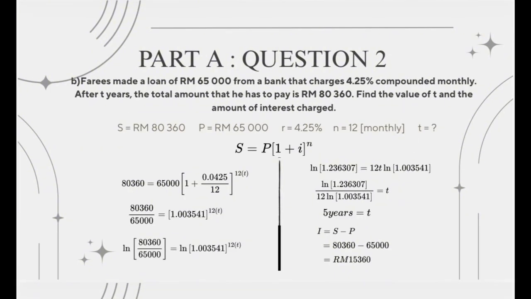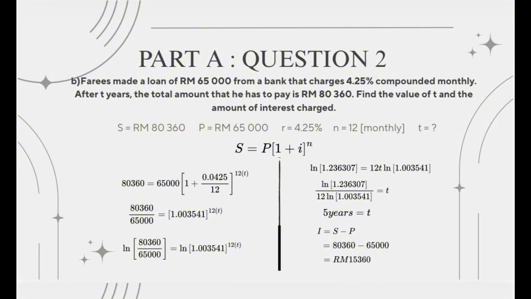In this question, Faris took a loan of 65,000 ringgit from a bank that charged 4.25% interest compounded monthly. After several years, the total amount he needs to pay back becomes 80,360 ringgit. We need to determine the value of T, and the amount of interest charged.